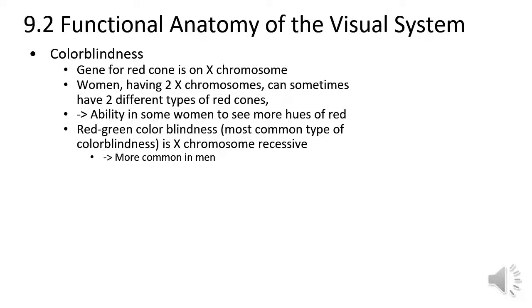Because this red cone gene is on the X chromosome and is recessive, red-green color blindness is more common in men. This is the most common type of color blindness, and it's more common in men, unfortunately, than in women, because they don't have this. It's recessive, so if a woman inherits it, she's most likely to also inherit one of the dominant red cone genes, which means she would still have red cones, whereas men wouldn't have that extra X to be dominant.